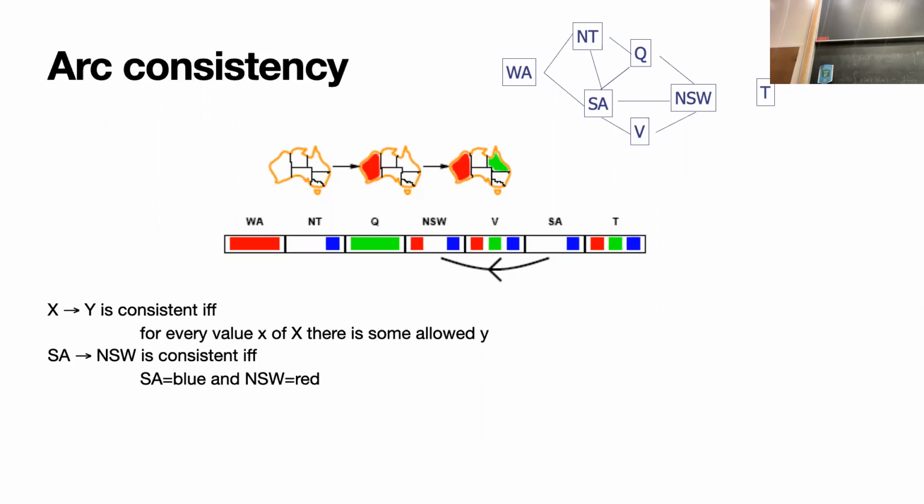So if I do it for this example, if I look at South Australia, we say that there's arc consistency, South Australia to New South Wales. It is arc consistent, and not yet. SA is blue and New South Wales is red, okay? So for every value, again, of X, there is some allowed Y. So why is this true? Because we have one value here for SA, so I'm only checking the one value. I have to go through all the values of X. I'm going to call X here the domain. Then there is some value of Y which is consistent. I just need one, and we have that for New South Wales being red.